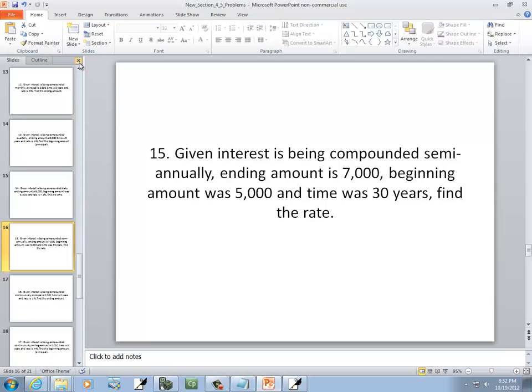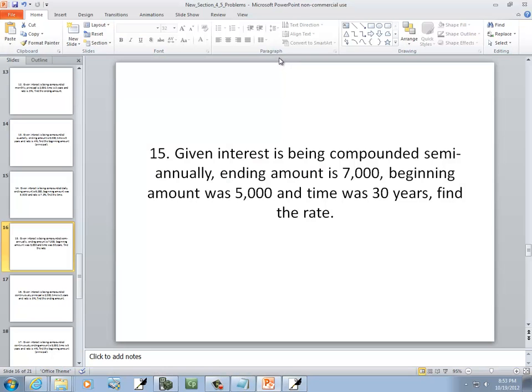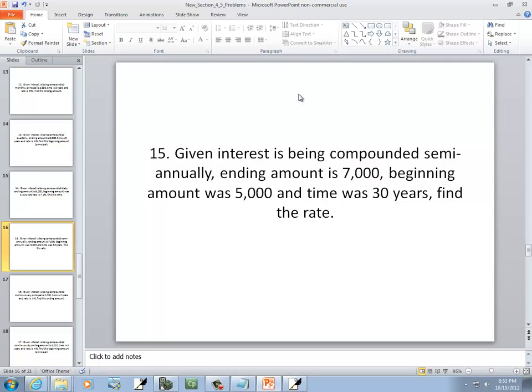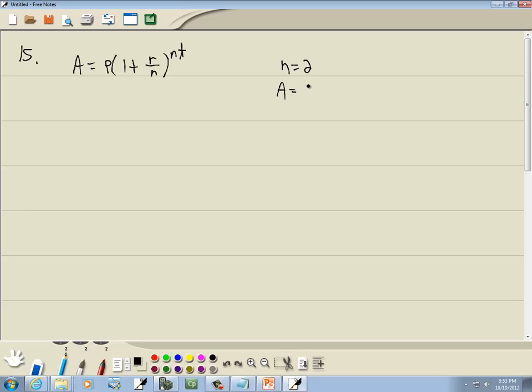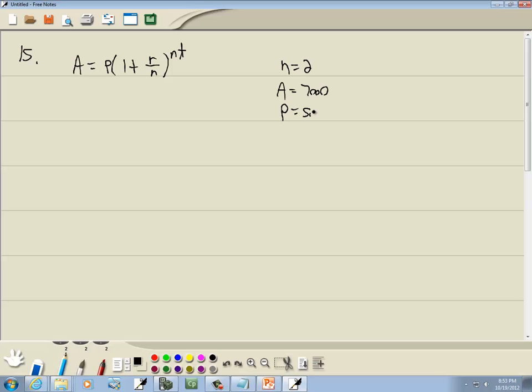Okay, given interest being compounded semi-annually, ending amount is 7,000, beginning amount was 5,000, time was 30 years, find the rate. Nowhere does it say continuous. So we want to use this formula here. And let's see what they give us. Interest is being compounded semi-annually. That means N is 2. Ending amount is 7,000, so A is 7,000. Beginning amount was 5,000, so P is 5,000. Time was 30 years, so T is 30. And find a rate, so we're trying to find R.